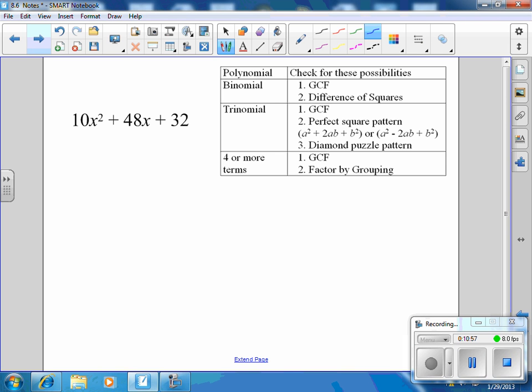So, first thing I noticed, this is a trinomial. So that means I have a couple options. Find a GCF, look for a perfect square, or do the diamond puzzle. So, is there a greatest common factor? Take a look at all those numbers. They're all even, so we can pull out a 2 for all of them. So once we do that, we're left with 5x squared plus 24x plus 16.